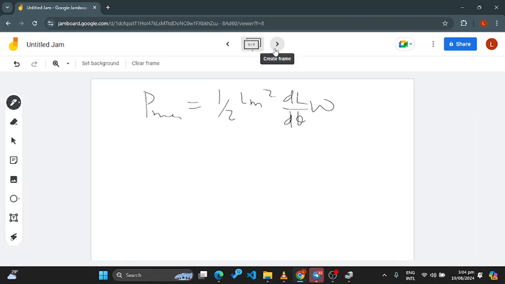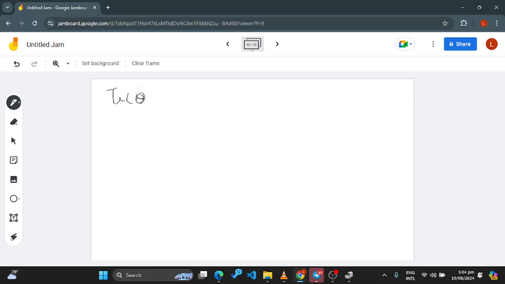Okay, so let me go here. We know torque is equal to T of theta. T of theta is equal to what? Half I m squared dL d theta, right? We know this.